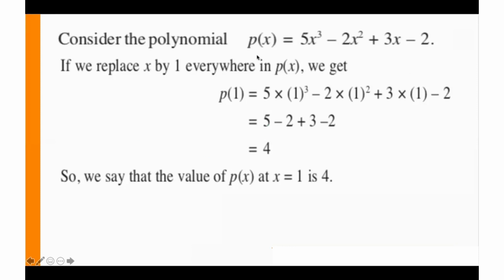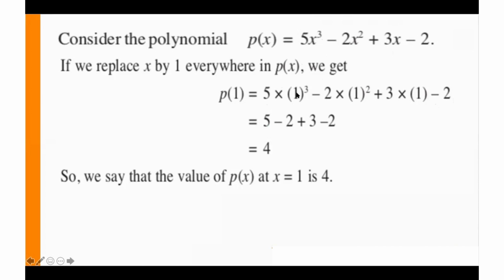The polynomial p of x is equal to 5x cubed minus 2x squared plus 3x minus 2. As you can see, it's a cubic polynomial. If we replace x by 1 everywhere in this p of x, we get p of 1 is equal to 5 into 1 cube minus 2 into 1 square plus 3 into 1 minus 2.